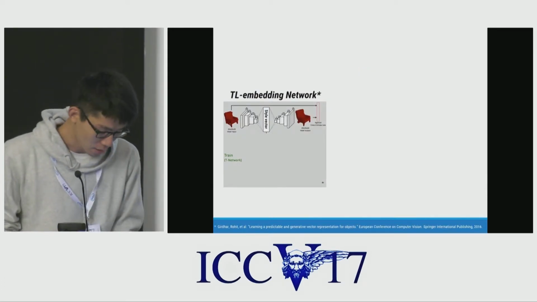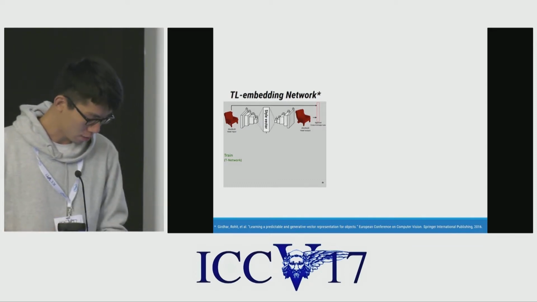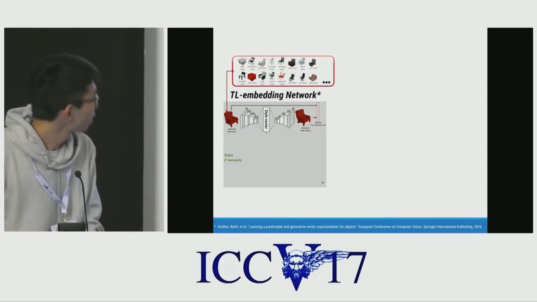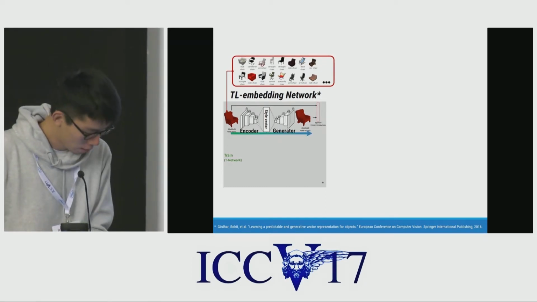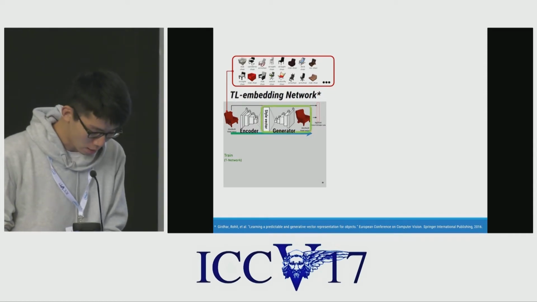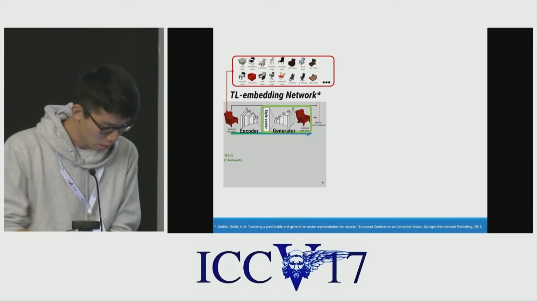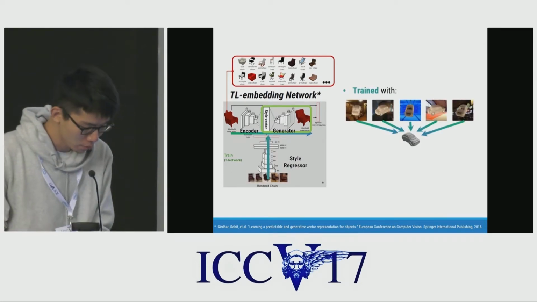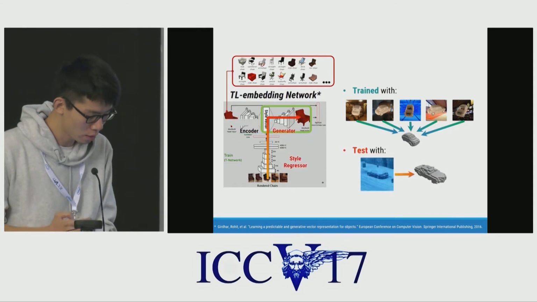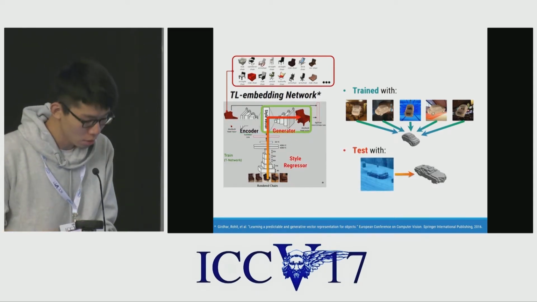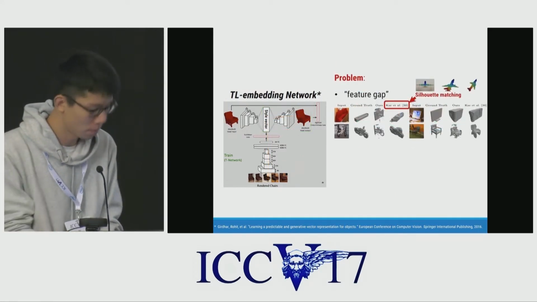A pioneer of these methods is called the TL-embedding network, and this method consists of two stages. In the first stage, they train an autoencoder to learn a latent space of subcategory object styles. The decoder here serves as the shape generator, mapping from a latent style vector to a shape in 3D. In the second step, they further train a style regressor from image to the latent space with synthetic images. And in testing, you feed in a natural image, and hopefully the network outputs a full 3D shape.